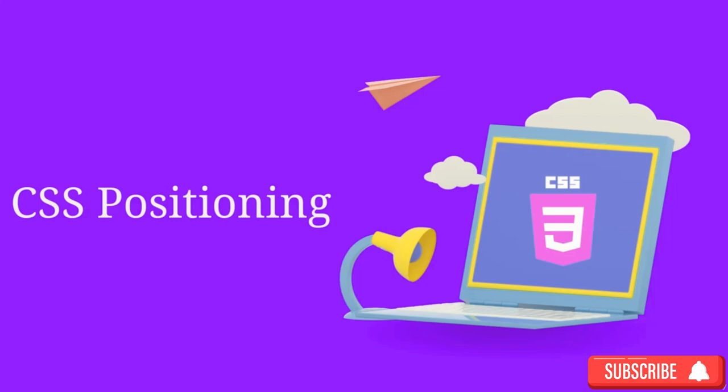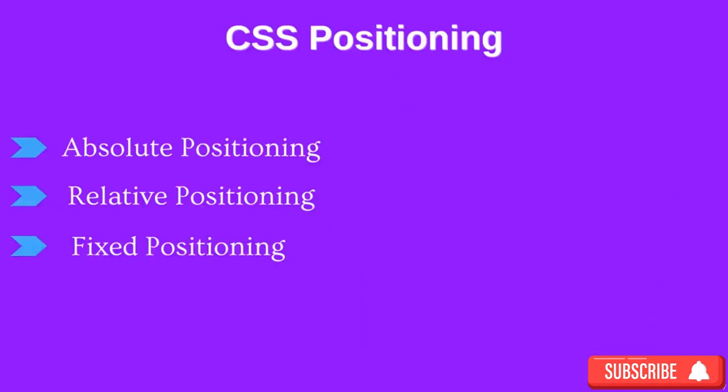In this video, we will talk about giving position to a particular element using CSS. Now, when we talk about positioning in CSS, we are provided with three different options of positioning, and those are absolute positioning, relative positioning, and fixed positioning.